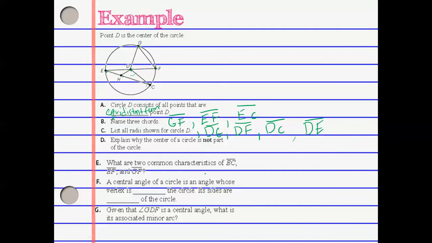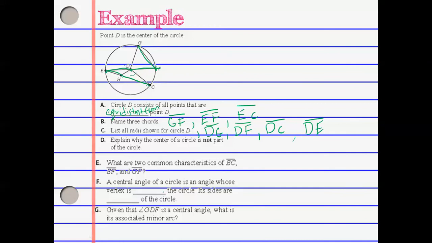Here it says, what are two common characteristics of EC, EF, and GF? There's several things that are in common. They're all line segments. One of the main things that pops out to me is the fact that they're all chords. They all have their endpoints on the edge of the circle. We could also say that they are all on the interior of the circle. That's something else that they all have in common. So several things they have in common there.